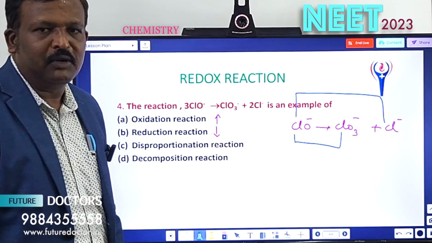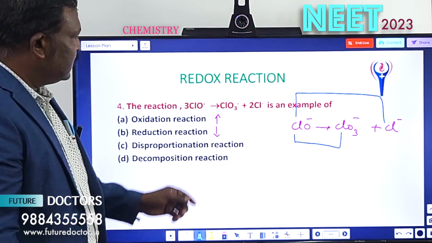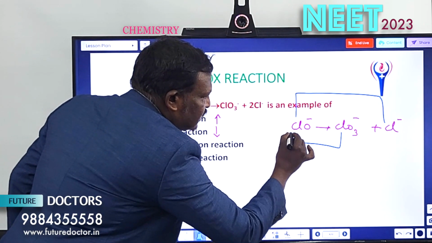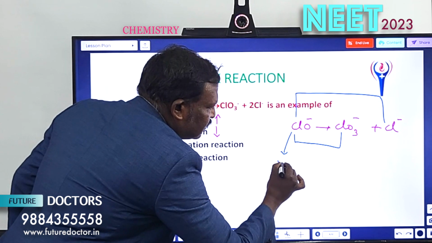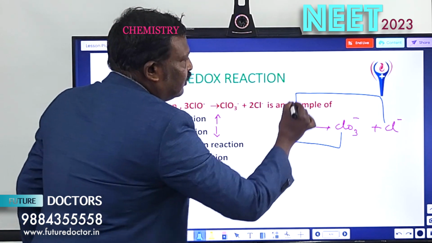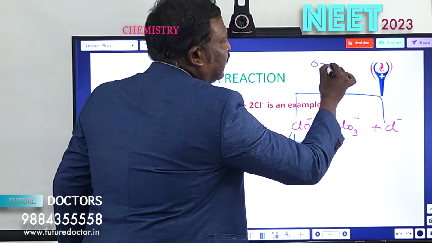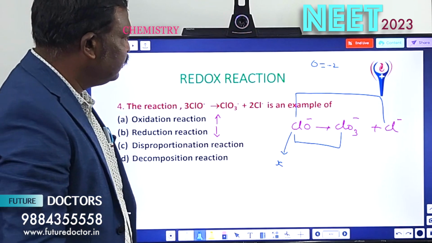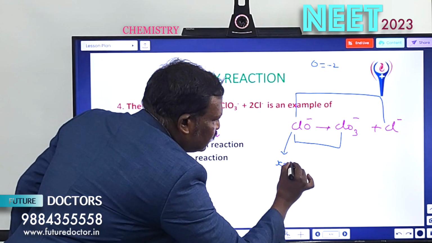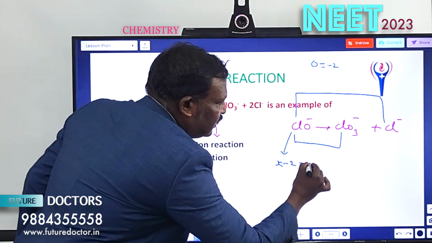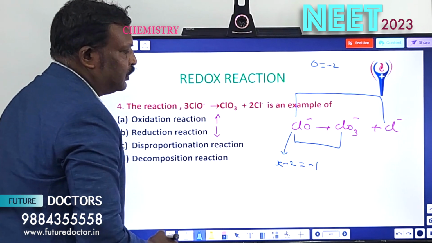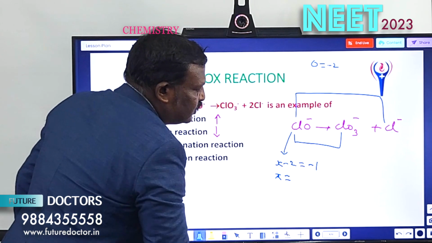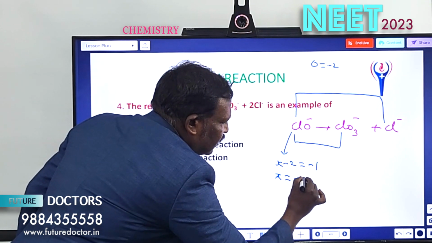You find the oxidation number for both. How do you find it for this Cl? Consider it X. One oxygen is -2. Any charge, you put on the right hand side. So X - 2 = -1, so X is equal to -1 plus 2, that is +1. Understood?